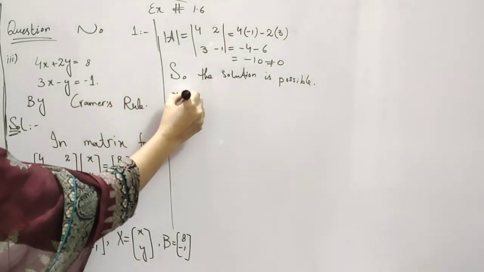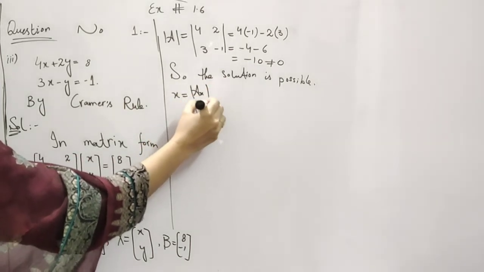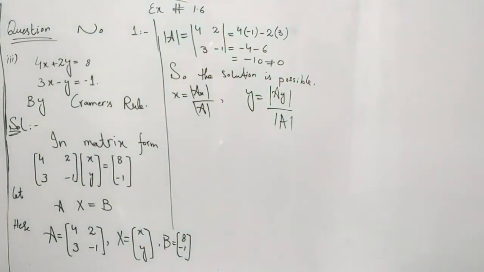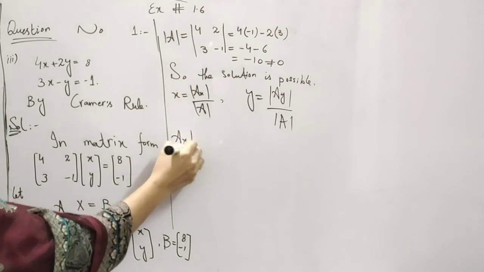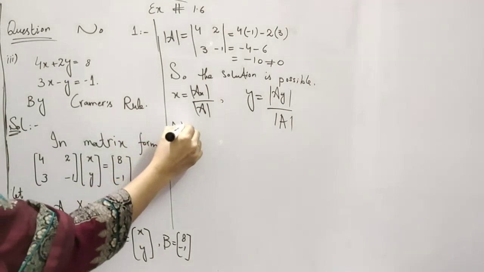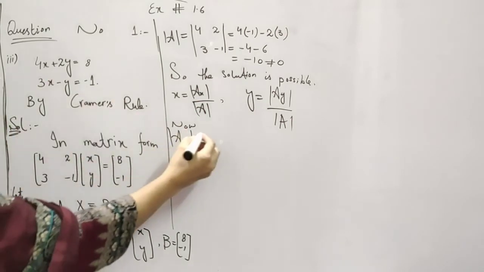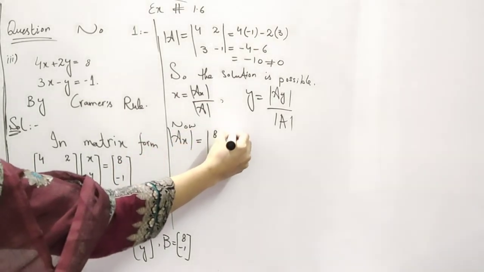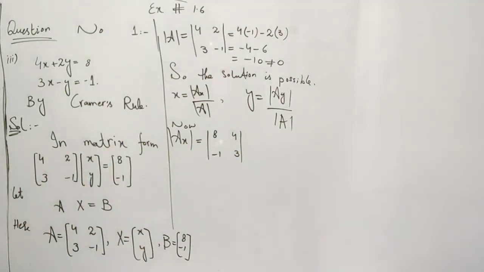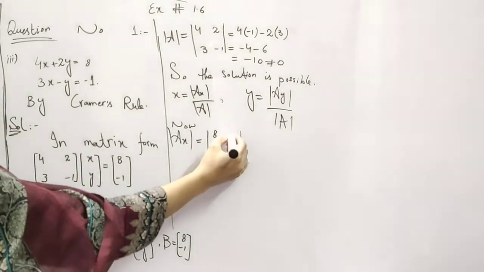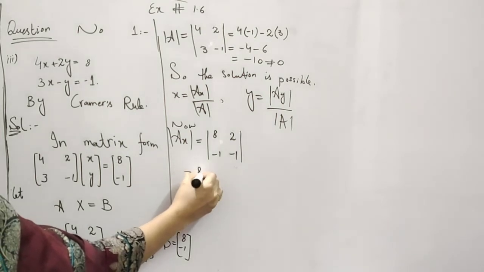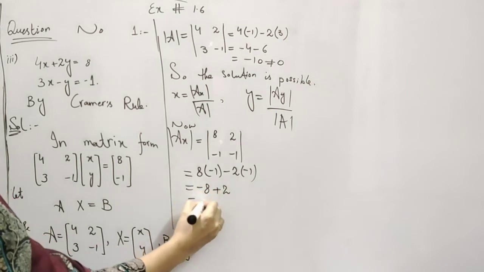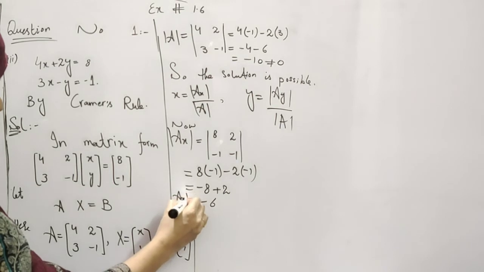Now we have to find the value of x, which is equal to determinant of A_x over determinant of A, and the value of y, which is equal to determinant of A_y over determinant of A. First we find the determinant of A_x. It is |8 2; -1 -1|, which is equal to 8 into minus 1 minus 2 into minus 1, which is minus 8 plus 2, equal to minus 6. This is the value of determinant of A_x.